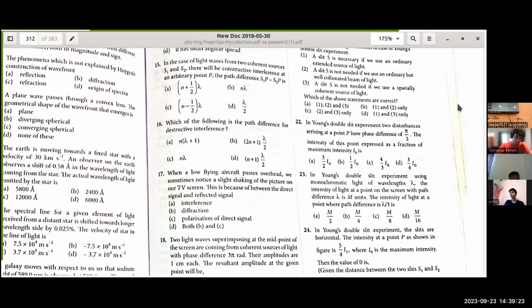Yeah, so the answer will come. You will get the resultant intensity as 3 I naught, right? And it asks what is it expressed as a fraction of maximum intensity. How much was the maximum intensity? 4 I. How much is the answer? Intensity of this point expressed as a fraction of maximum intensity will be 3 by 4, right?